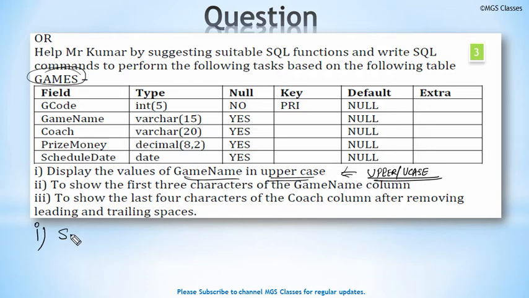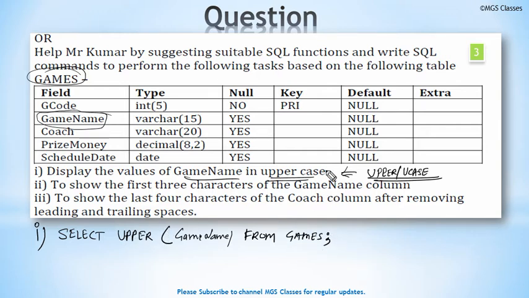So how will you write? First you will write select, and then you will write upper or ucase, whatever you want, and then the name of the column on which you want to apply, the game name column, as asked in the question. And then from which table: from, and then you will write the table name, which is given as games. So you need to write the complete query here. If you are solving this question, don't write just upper game name only, it will be wrong. You need to write this complete query.